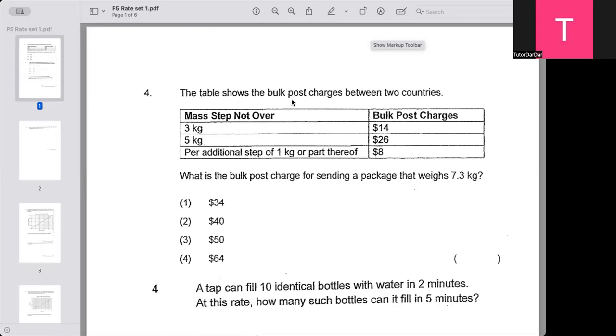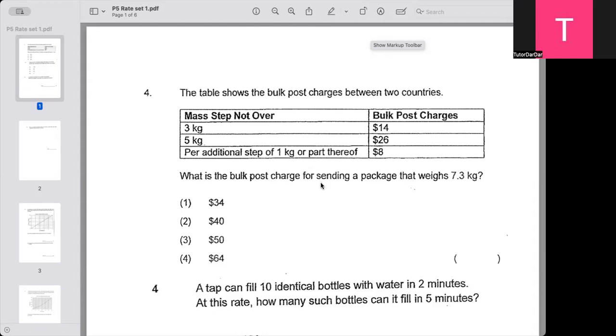The table shows the bulk post charges between two countries. You have the table here. The meaning is if you post a package with a mass up to 3 kg, you will be paying $14. If you post a package of 5 kg and below, you will be paying $26. If more than 5 kg, per additional 1 kg, you will be paying $8.